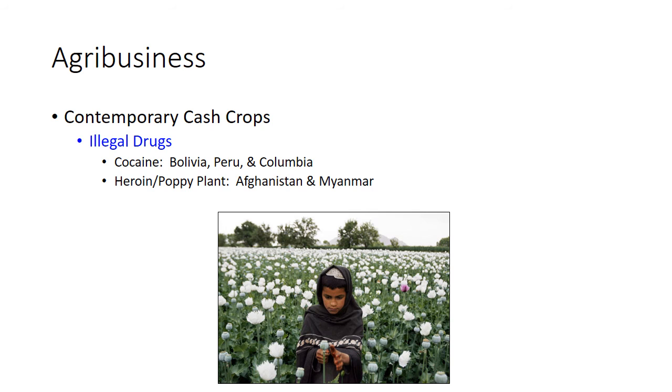Now, again, the ones of, of course, bigger concern are illegal drugs. Cocaine, which comes from the coca leaf, generally found in Bolivia, Peru, and Colombia, and then heroin comes from the poppy plant, and this is actually a poppy field in Afghanistan. Another country in Southeast Asia that actually grows a lot of poppies that can be made into heroin is Myanmar.